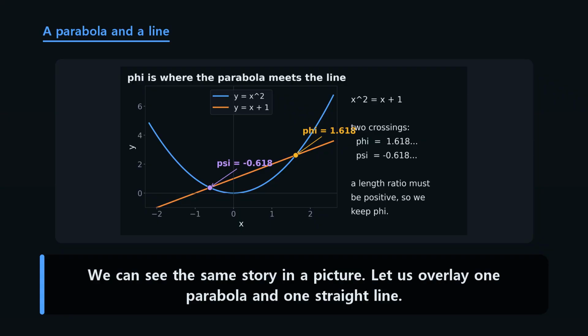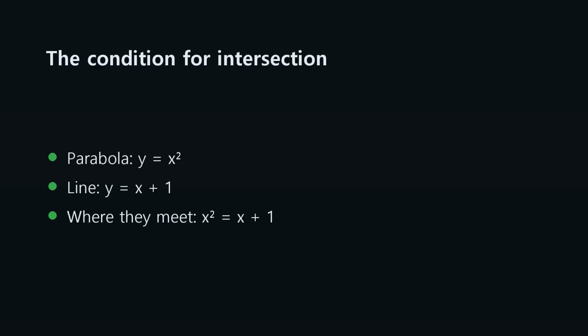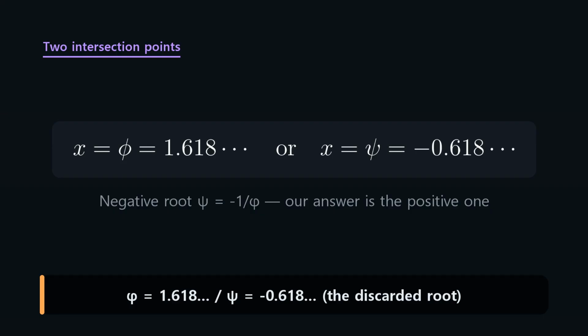Let us overlay one parabola and one straight line. Y equals x squared and y equals x plus 1. Where the two curves meet, the two expressions are equal. There are two intersections. The right one is the golden ratio, 1.618. The left one is psi, negative 0.618.